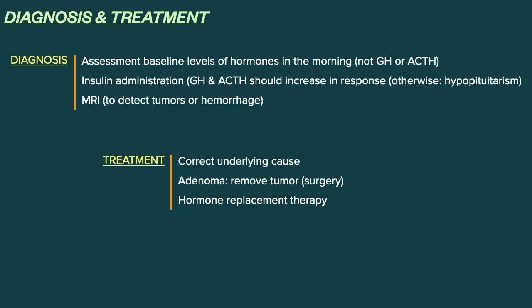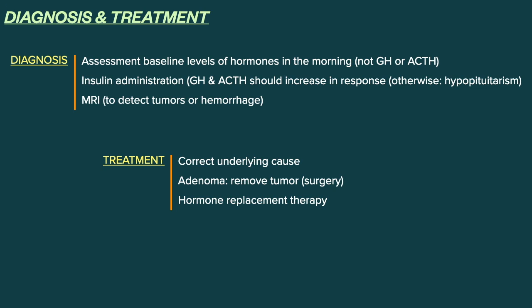Next, it is helpful to see how hormone levels change in response to a substance that should stimulate hormone release. For example, administering insulin should cause a drop in blood sugar, which in turn stimulates the release of growth hormone and adrenocorticotropic hormone from the anterior pituitary. If these hormone levels remain low, despite the stimulatory effects of insulin, it may indicate hypopituitarism. Finally, MRI scans can help to look for possible causes of hypopituitarism, like tumors or hemorrhage.